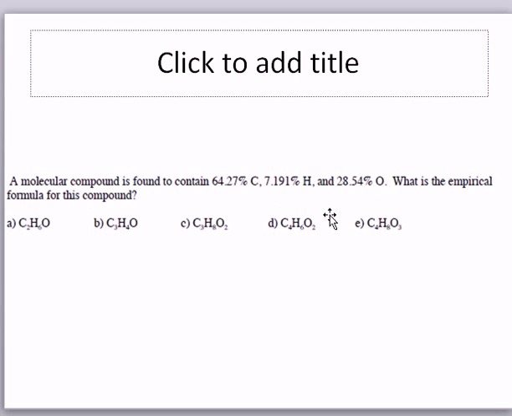And then we just go through a roadmap of converting these to grams. We assume 100 grams, and then we have 64.27 grams of carbon, 7.191 grams of hydrogen, and 28.54 grams of oxygen. Convert those to moles because we know the relationship between moles and atoms, and then from there we can figure out the ratio, and we want the smallest whole number solution, and so we can use that to determine our answer.